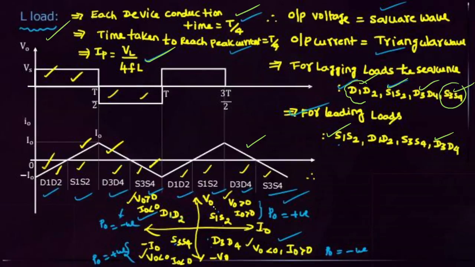Actually, if S1, S2 is conducting, V naught positive, I naught positive, that's why it is the first quadrant. S3, S4 is conducting, V naught negative, I naught negative, power is positive. But if D1, D2 is conducting, power is negative. D3, D4 is conducting, power is negative. This observation is also important.